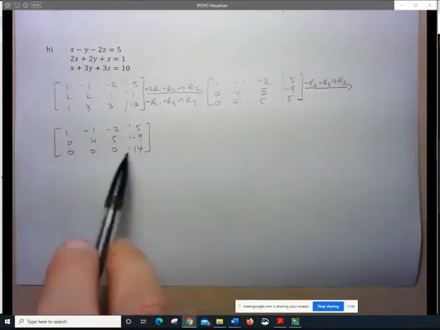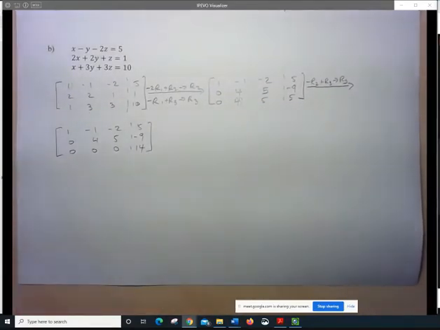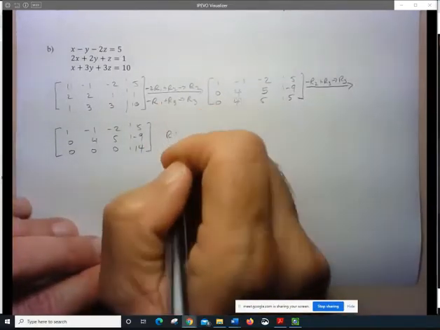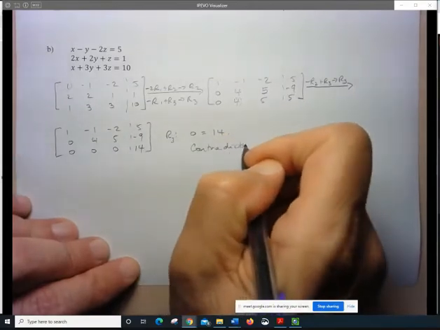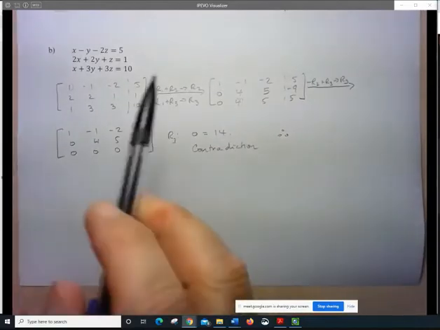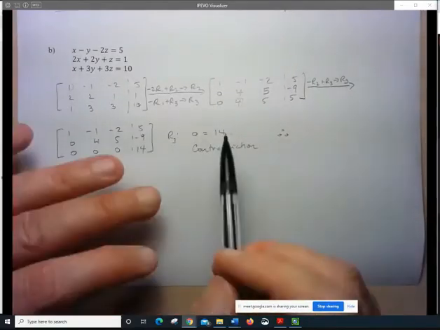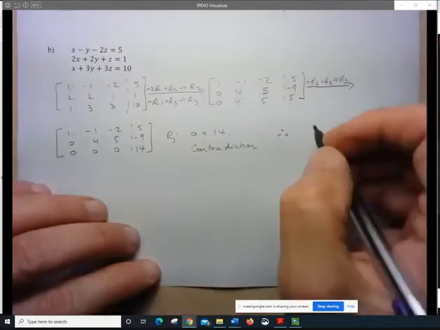What does this represent, the 0, 0, 0, 14? What is that telling us? It is telling us row 3 is claiming that 0 is equal to 14, which is a contradiction. And so what's our conclusion? Given that we assumed there was a solution and we came out to a contradiction, what is the conclusion based on that? There you go.